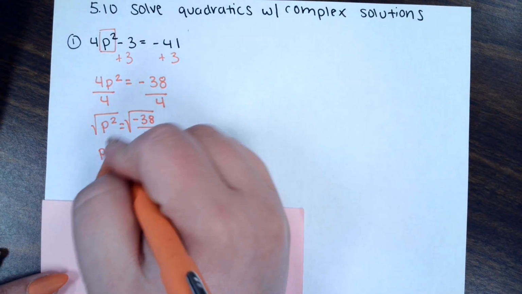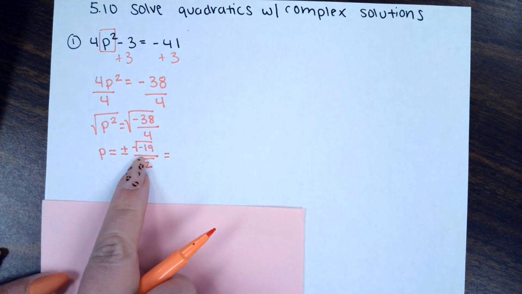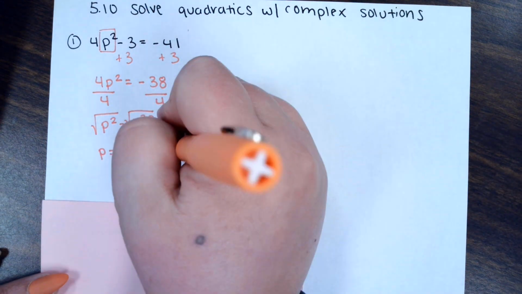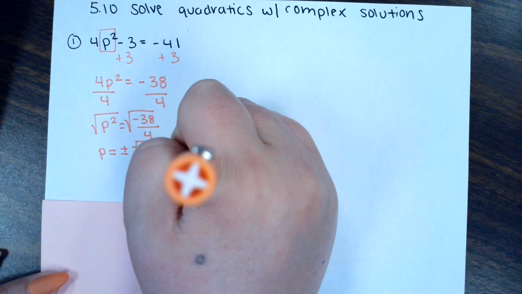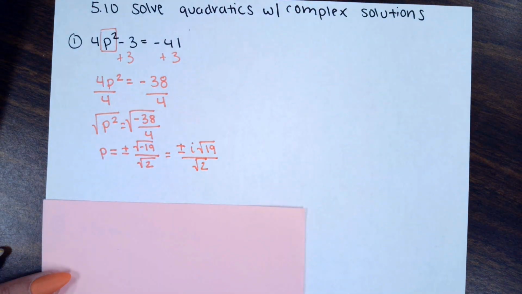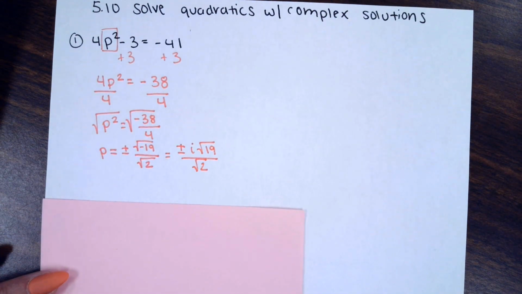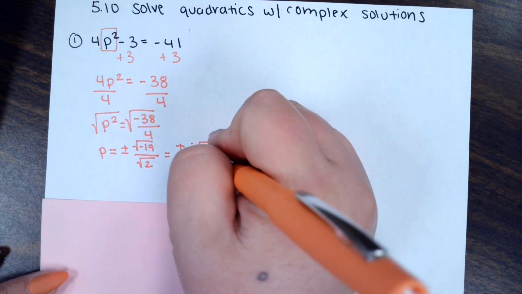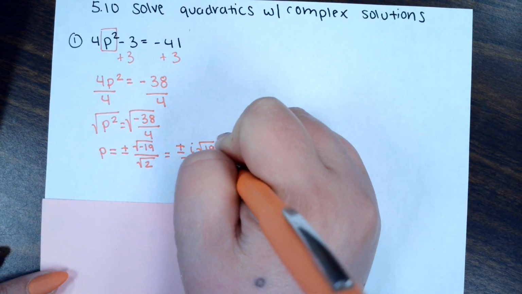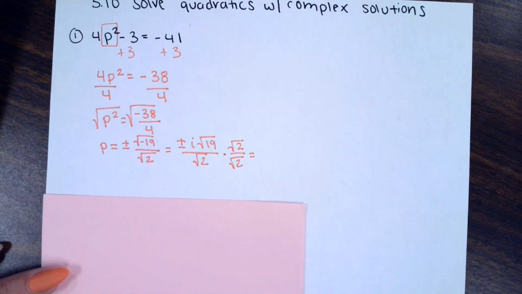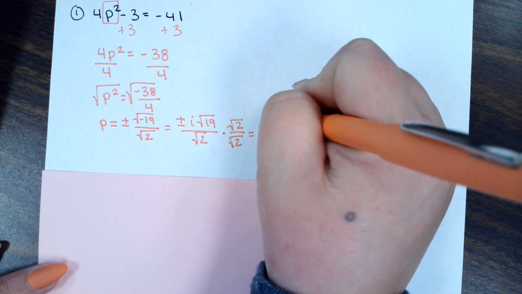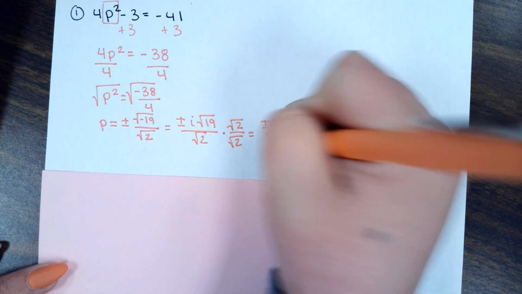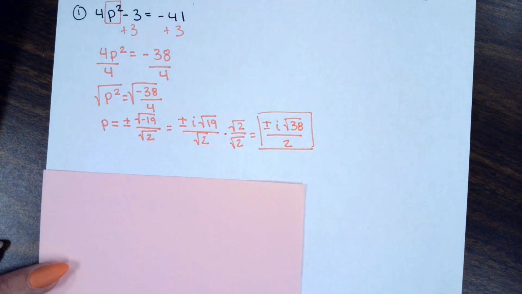Now, to simplify this part, we're almost there, but we can't have a negative under our square root, so we've got to pull that i out, right? So plus or minus i root 19 over square root of 2. Can we ever have a square root in our answer, in our denominator? No, we can't. We've got to rationalize. Square root of 2 over the square root of 2. If we multiply this, we get plus or minus i root 38 over 2. And that's all we can do. That would be our final answer.